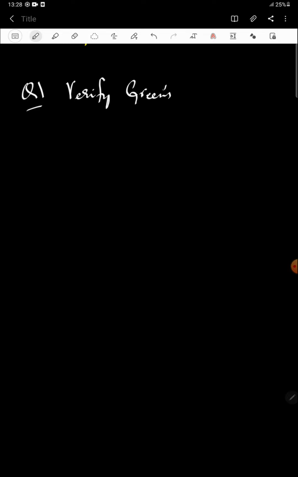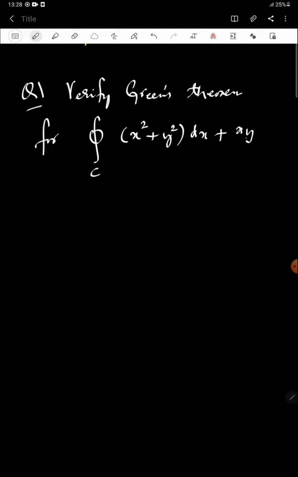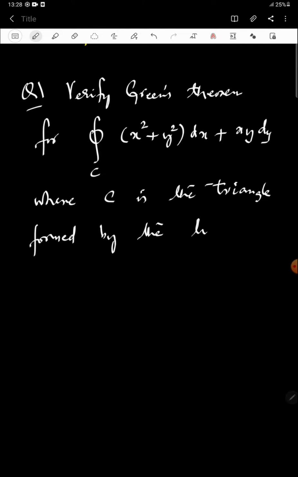Verify Green's theorem for the integral over the closed curve C of (x² + y²) dx plus x y dy, where C is the triangle formed by the lines x equal to 0, x equal to 2, and y is equal to x.